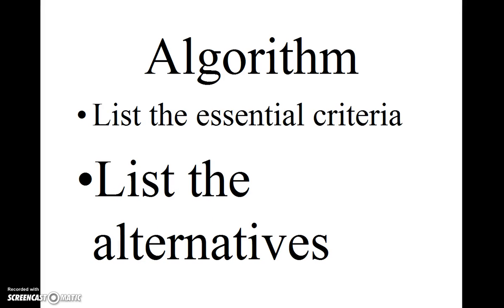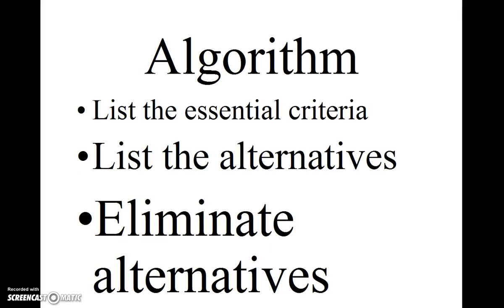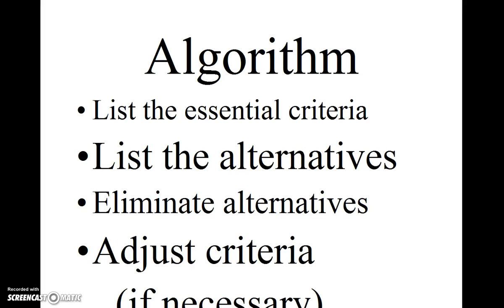Then we list all available alternatives, and we eliminate those alternatives that fail in meeting any of the essential criteria. And then we accept whatever is left over. If none of the alternatives satisfy all of our initial criteria, perhaps we have to go back and adjust those initial criteria and lower them a little bit so that at least something might be successful.